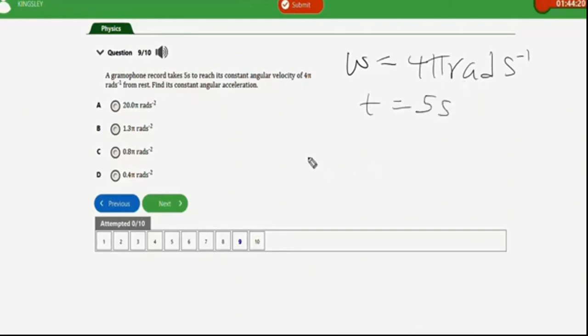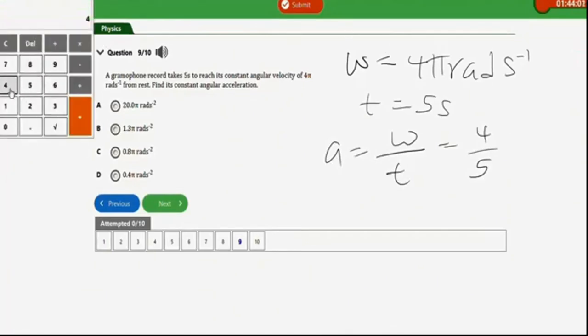So we are looking for the angular acceleration. Angular acceleration, let me use a to represent it, will be angular velocity over time, which will give you 4 divided by 5. So let's punch it in the calculator. It's going to give us 0.8. But let's verify: 4 divided by 5, we have it to be 0.8. So the correct option in this question is option C, which is 0.8 pi radian per second squared.